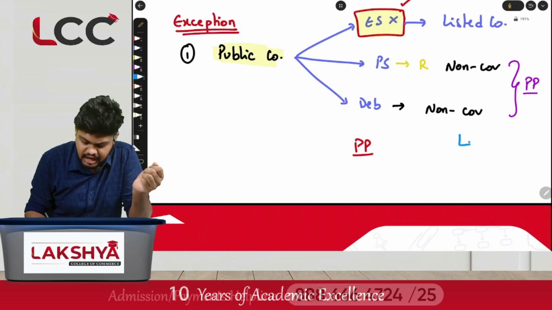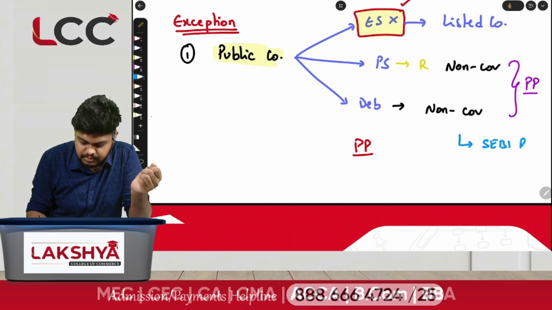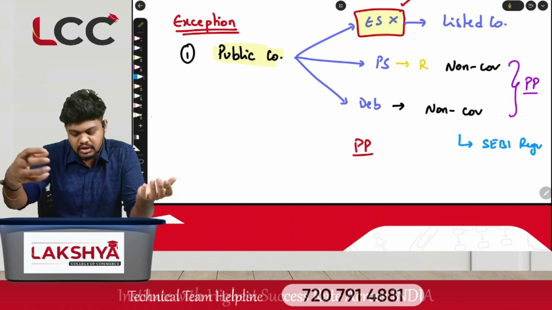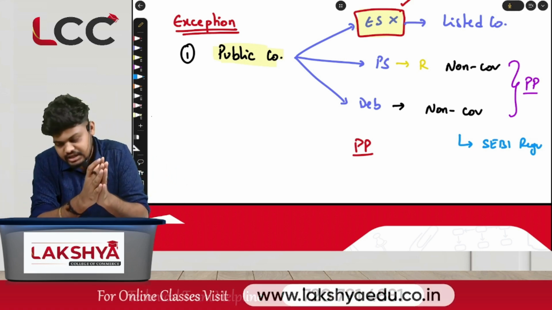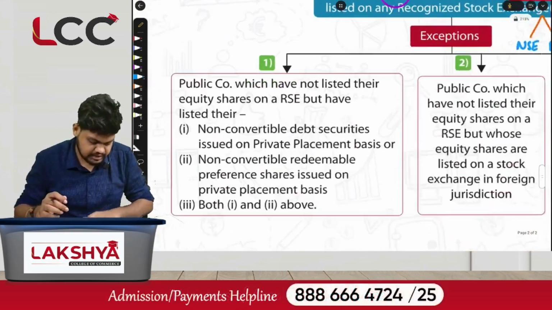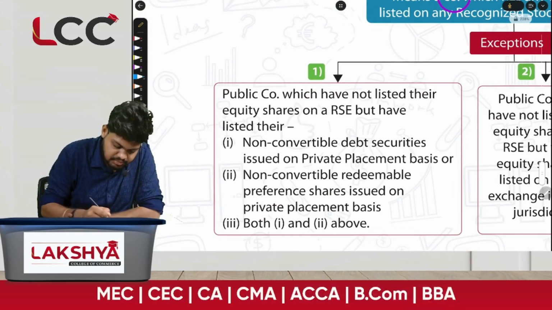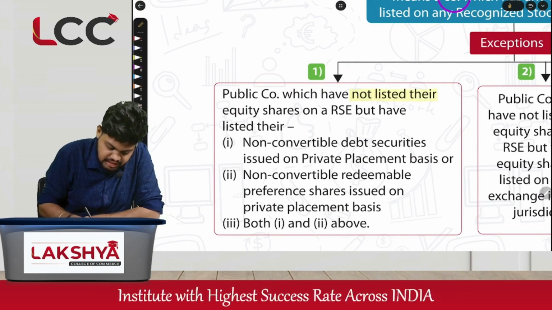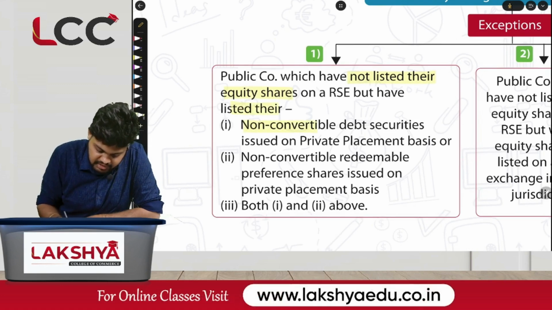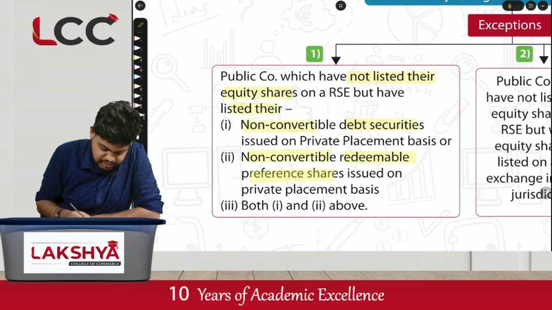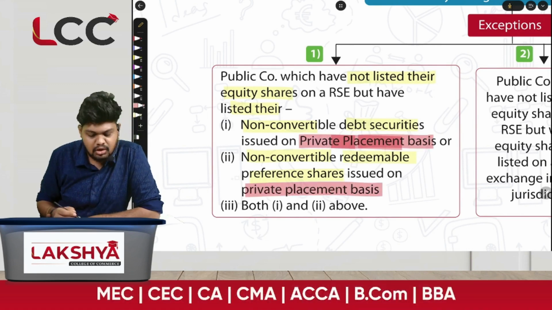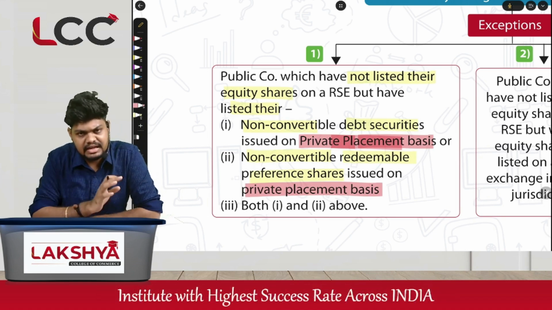But all these issues must obviously happen as per the provisions of the SEBI regulations. The Securities and Exchange Board of India will be overseeing all the provisions of this. So as per the SEBI regulations, if these securities are issued, it is not considered a listed company. So what's the first exception, guys? Go through the first exception wordings here. A public company which has not listed its equity shares, but has listed its non-convertible debt securities or non-convertible redeemable preference shares, raised on a private placement basis, or either of the two points. Then it is not considered a listed company.